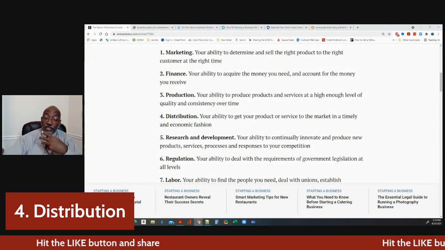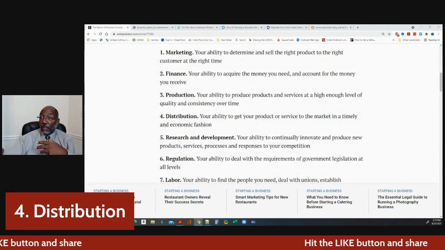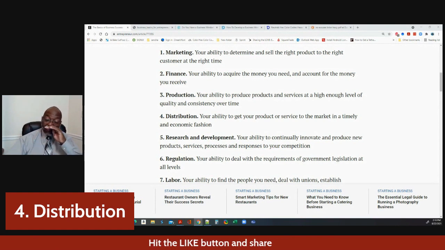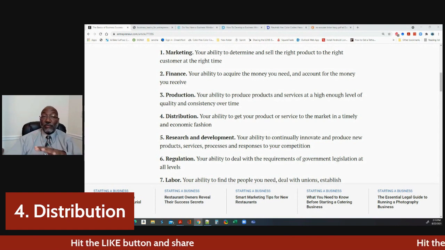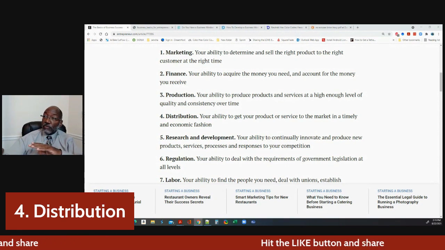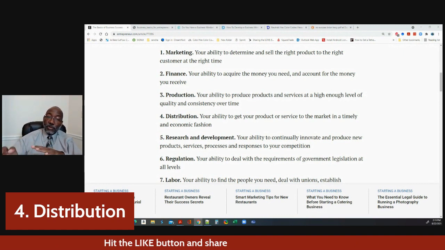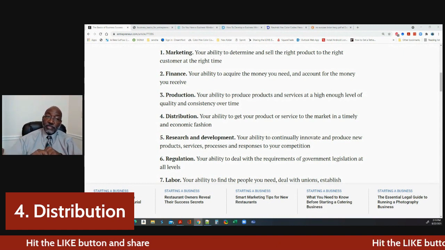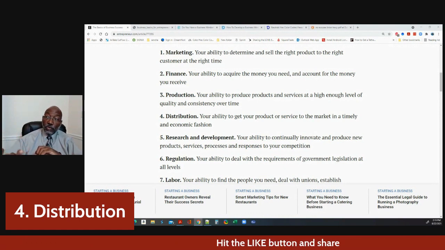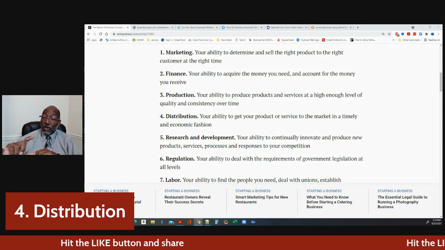And again, this is my perspective on all of this, how I look at it for me. Now, what you do with it is up to you, but I wanted to put this out there for y'all. Distribution, your ability to get the product or service to the market in a timely and economic fashion. Dr. Tech, Jeremiah, out there in California, talks about this a lot. Not directly from the term distribution, but from the term your ability to get to the market. How do you get to the market? What is the market for us?